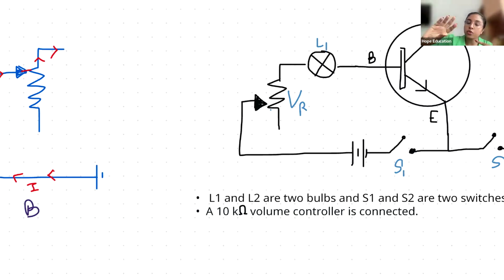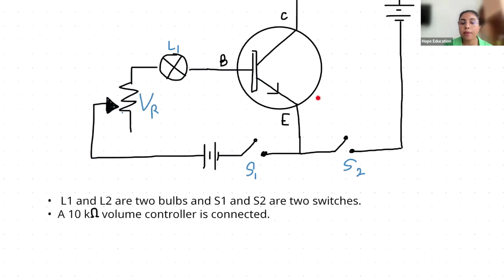When you rotate it to the other end, the resistance is very high. That means the current is very low. Because the current is low, you don't hear the sound properly. Right? Again, the sound is very low. So that is a volume controller. So a variable volume controller is a variable resistor.